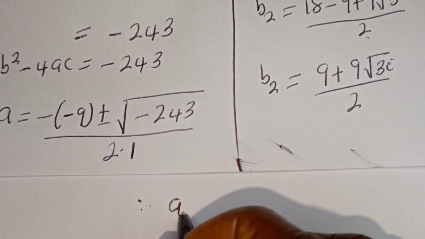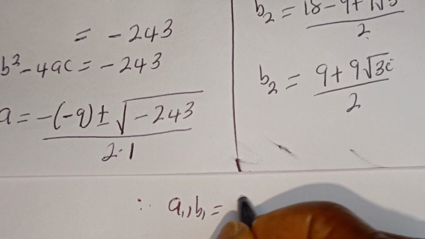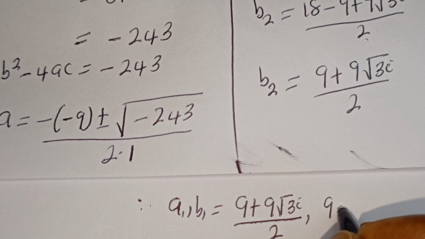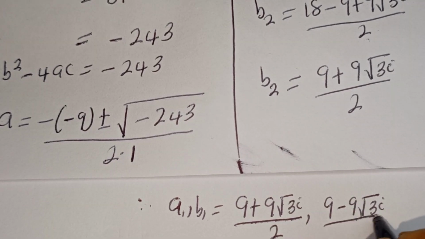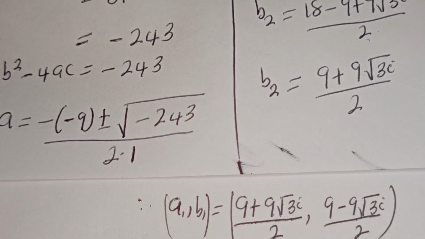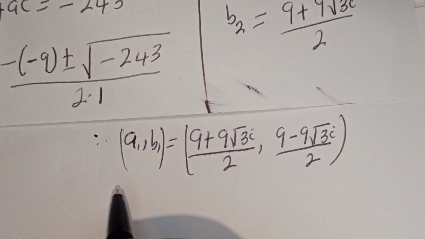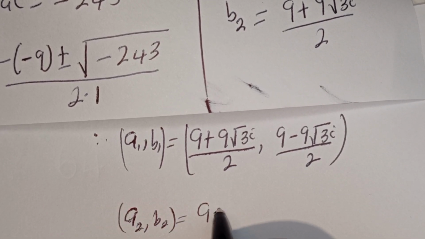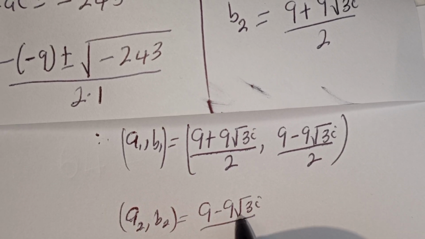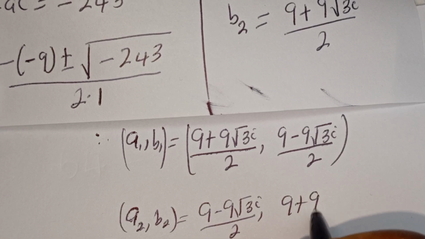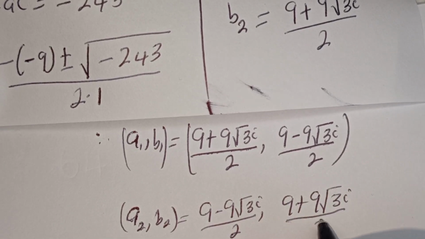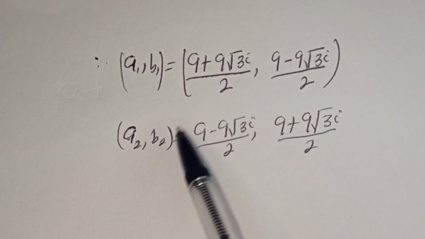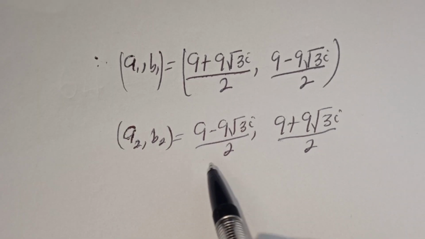Therefore, A1, B1 is equal to 9 plus 9 root 3i divided by 2, 9 minus 9 root 3i divided by 2. Then A2, B2 is equal to 9 minus 9 root 3i divided by 2, 9 plus 9 root 3i divided by 2. We can see that A1 here is equal to B2 here, and B1 here is equal to A2 here. We can check to confirm if this answer is right or wrong.